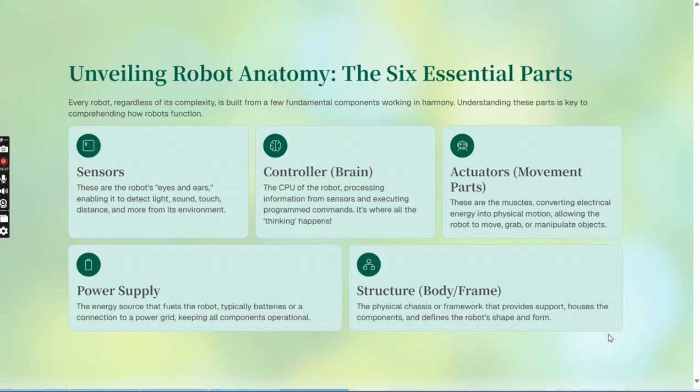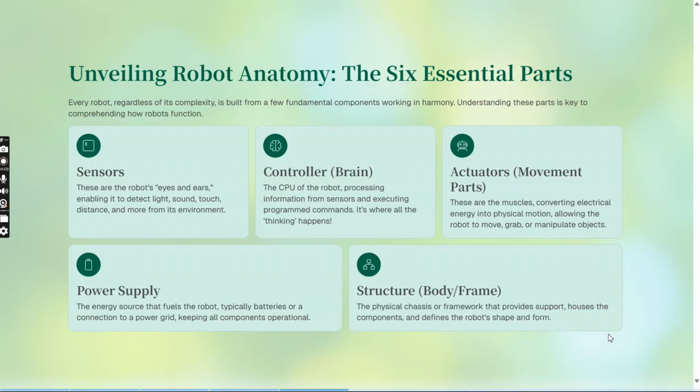Now the second is the controller. As we have a brain that sends signals to other parts of the body, there is also a brain of a computer. It is known as the controller. The controller is basically the CPU. Now the third is actuators. They are the movement parts. Like we can move our body through our joints and muscles, actuators are the moving parts of a robot.